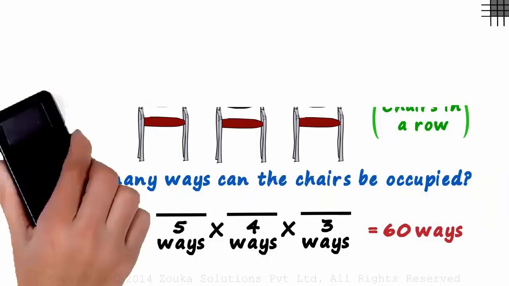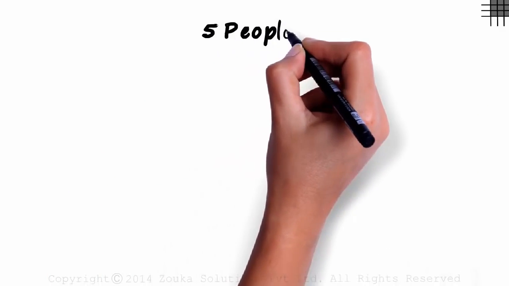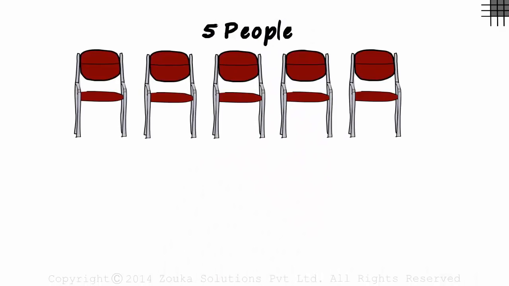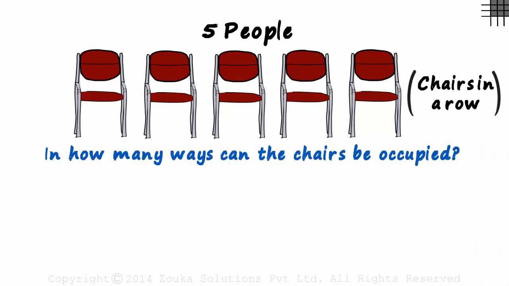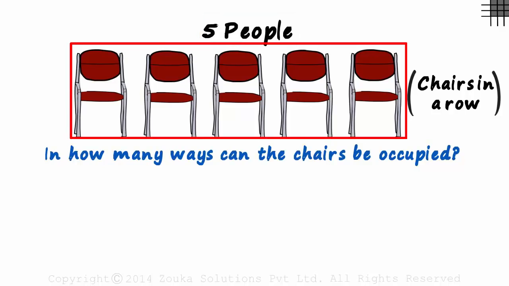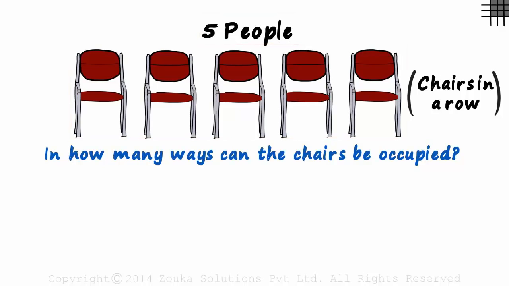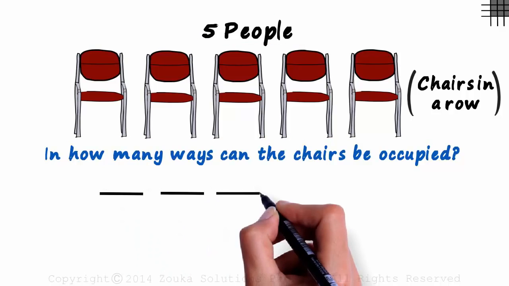Let me modify the question a bit. This time, we have 5 people and we have been provided with 5 chairs. Again, the chairs are in a row. In how many ways can the chairs be occupied? What does this mean? In simple words, the question is asking us for all possible arrangements of 5 people on these 5 chairs. Again, let's take these 5 chairs as 5 slots.